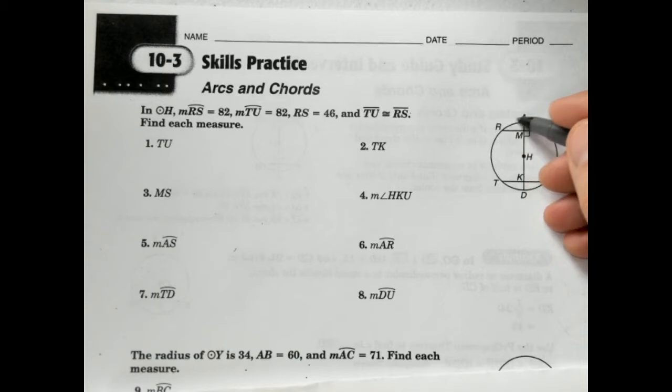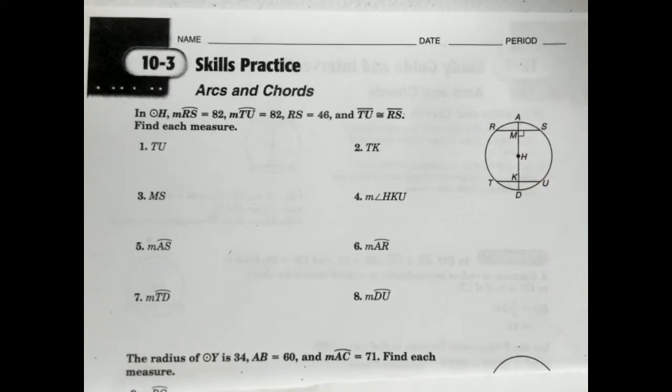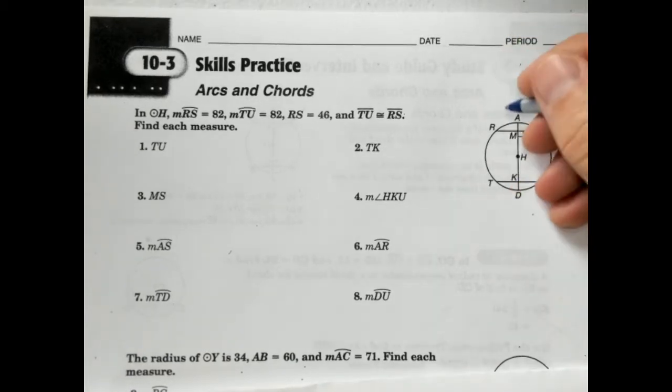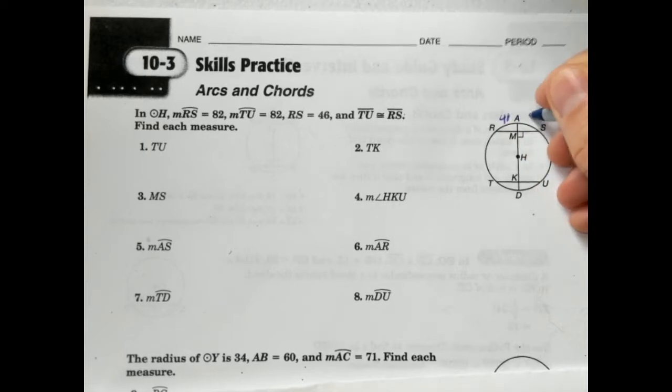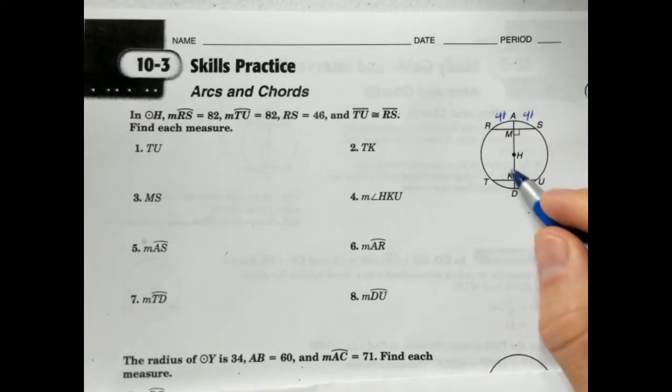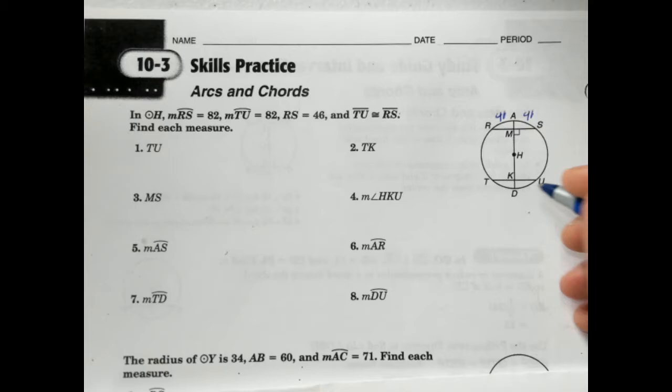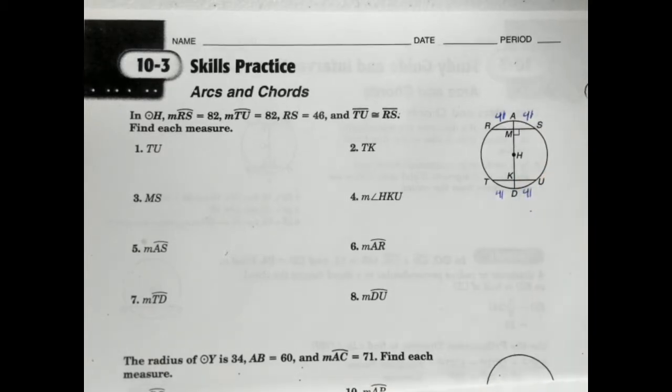That means this little piece would be half of that because it's also bisected. So this would be 41. This would be 41. These are congruent because the line segments are congruent. So therefore, this is 41. That's 41. Okay, that's a lot we can already tell here.